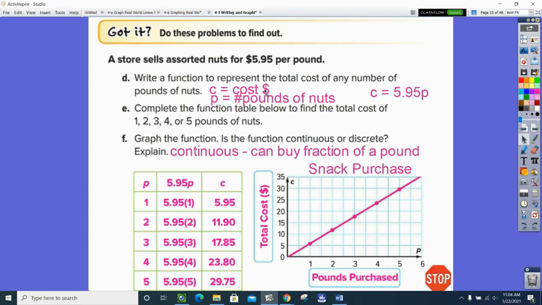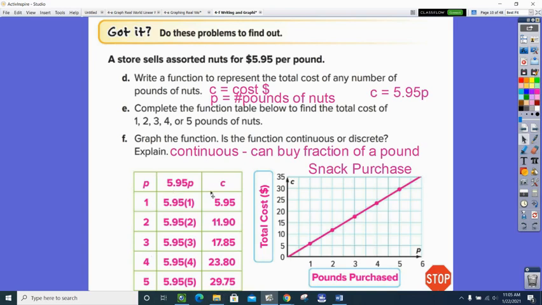You have to have the dollar sign. You need to have the word pounds, not just nuts. So we're going to put one in. That's why I had to use the P and C, because the book uses that. So we're going to put one in for our independent variable, in this case P, or if you have an X, 5.95 times 1, 5.95 times 2, 5.95 times 3, 5.95 times 4, and times 5.